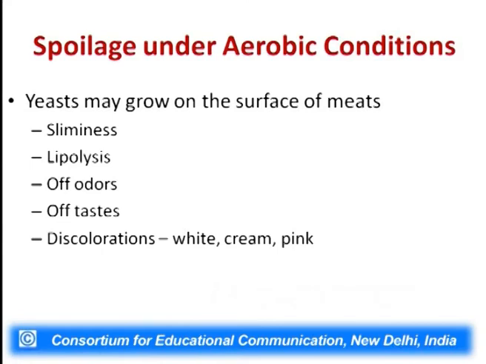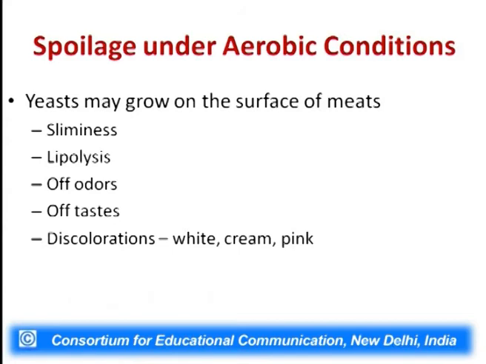Yeasts are also responsible for causing the aerobic spoilage of meat. They cause sliminess while growing on the surface of meat. They also cause lipolysis because several yeasts are known to produce lipases. Their growth on the surface of meat may also result in the production of off odors and off tastes.